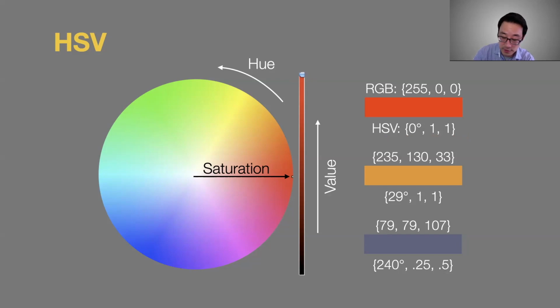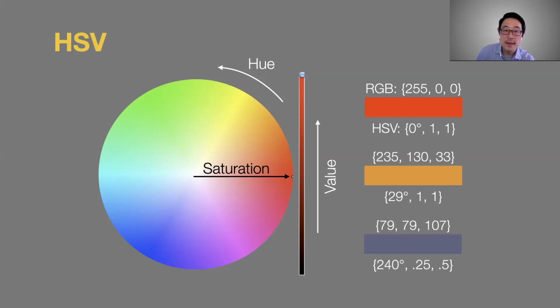For something orangish here, which is a combination of 235 red, 130 green, 33 blue, that orangish thing is going to be 29 degrees. So maybe out here, around there, right? Which you can see is pretty similar to that color. And then this sort of purplish thing, which might be 79, 79, 107. This will be 240 degrees, which is kind of out here. You've got a quarter of the way out in terms of saturation, and then we're going to bring down the brightness to get that duller purple look.